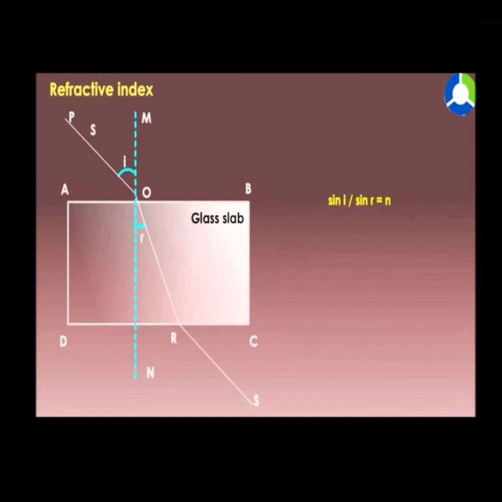Refractive index. Refraction of light in a medium depends on the speed of light in the medium. When the speed of light in a medium is more, the bending is less. And when the speed of light is less, the bending is more.